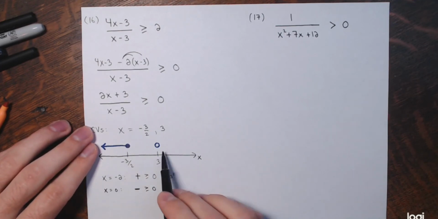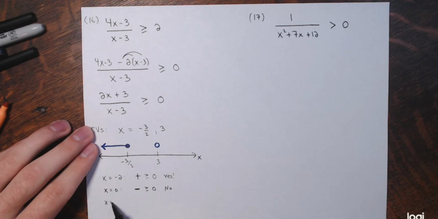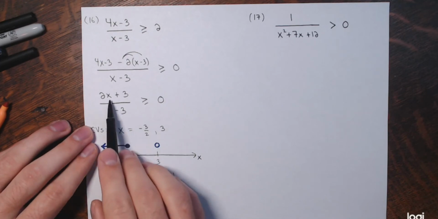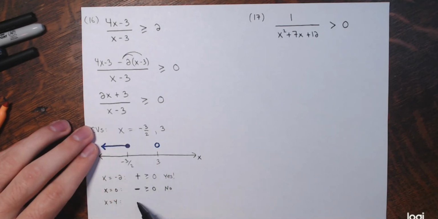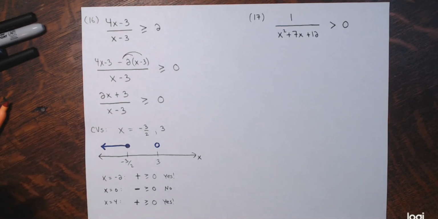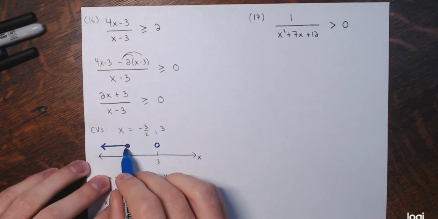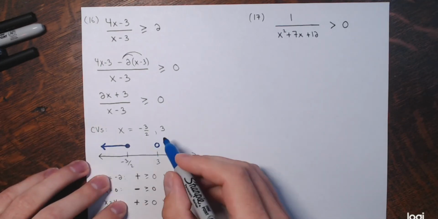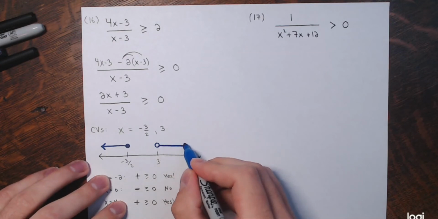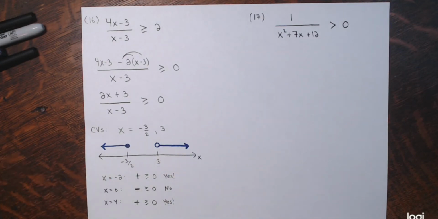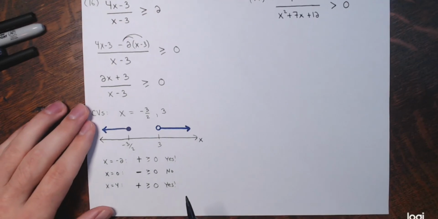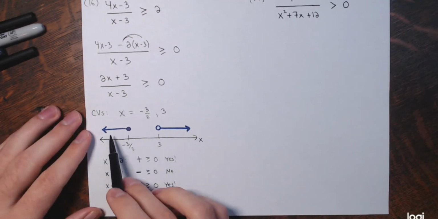Then to the right of 3, say I choose x equals 4. Positive numerator, positive denominator, so a positive number on the left is greater than or equal to 0, and that is true. So my solutions are negative 3 halves and to the left, and all these numbers to the right of 3.